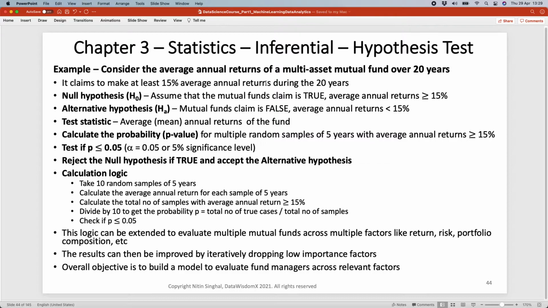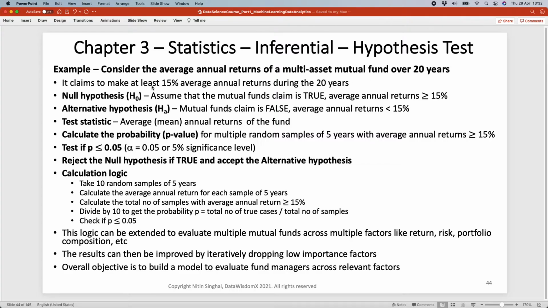So what we are considering is that the mutual fund is claiming that it makes at least 15% average annual returns during a 20-year period. So that's their claim. Now, the reason they're saying average annual returns is due to the fact that different asset classes and different markets give you gains and losses during different years. And a multi-asset mutual fund would equivalently give you good returns or losses in different years.